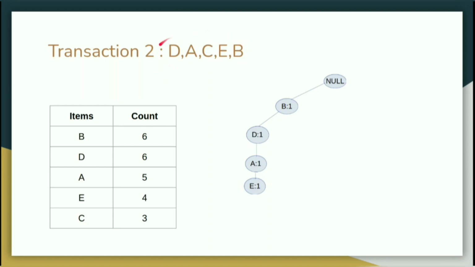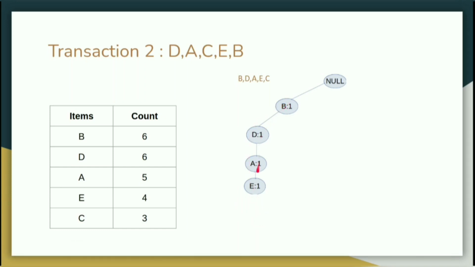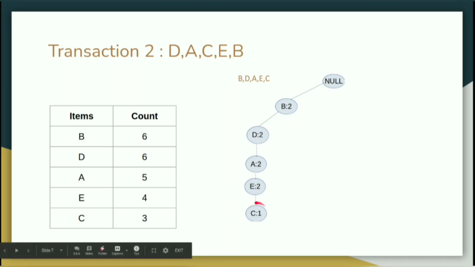So let's see transaction 2. Transaction 2 contains these items, then again sort them. After sorting, you will get B, D, A, E, C. Check whether the root node contains the item B, yes it contains. Then for D, yes it is also there as the child of B. A is there as the child of D, E is also there as the child of A, but C is not there as the child of E. So it creates a child of E as C and updates all the other counts. So all these will have the count 2 and C will be created with the count 1.